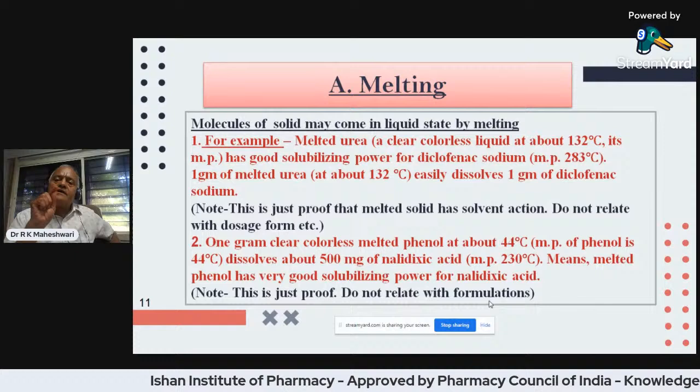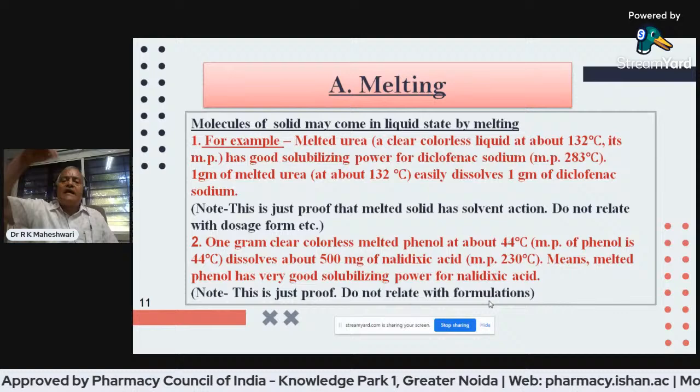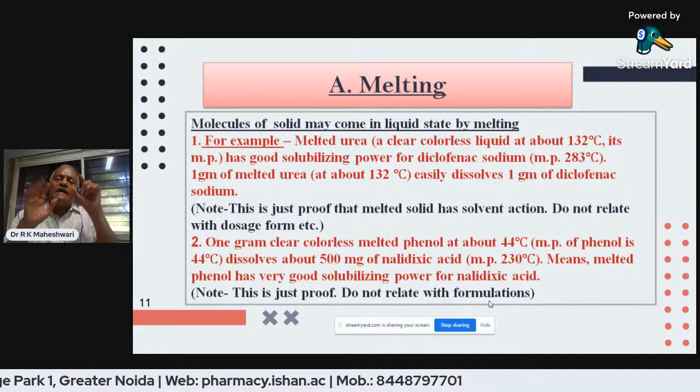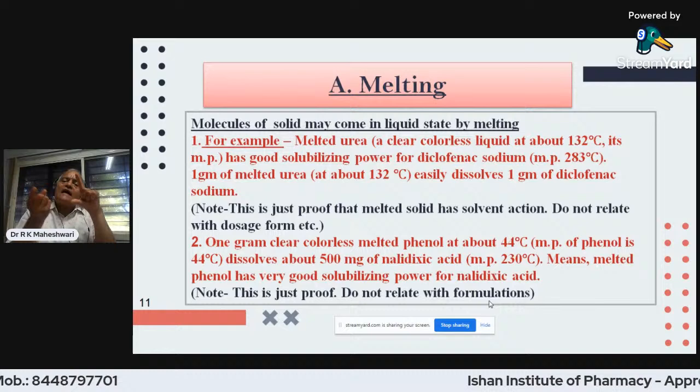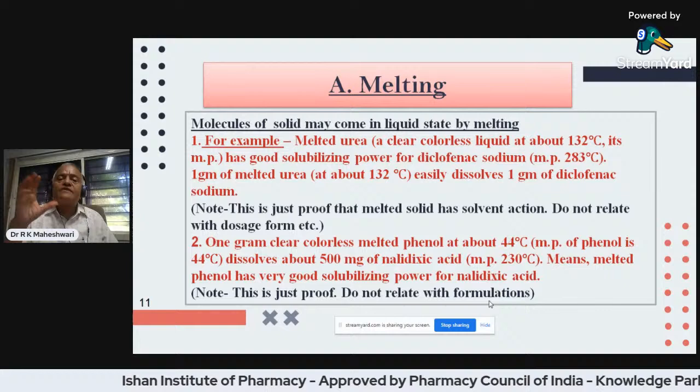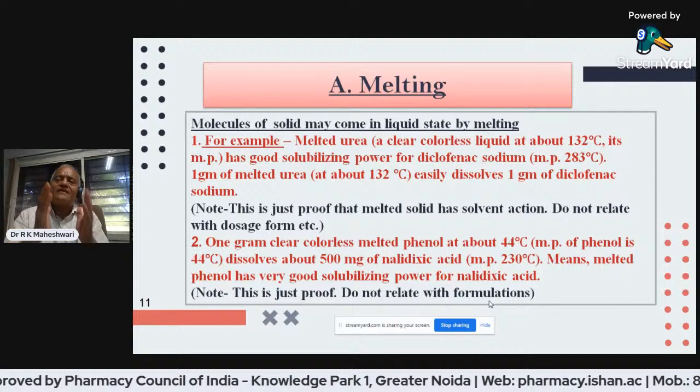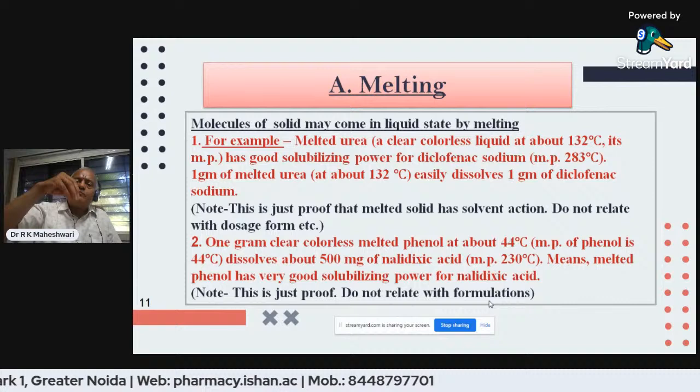1 gram of clear, colorless, melted urea liquid. Its temperature is about 132 degree centigrade, and the liquid can be shaken like any liquid, any solvent. In this 1 gram melted urea liquid, 1 gram of diclofenac sodium is nicely dissolved. Diclofenac sodium is a poorly water soluble drug. Its solubility in water is very less. So 1 gram of diclofenac sodium can nicely be dissolved by 1 gram melted urea.